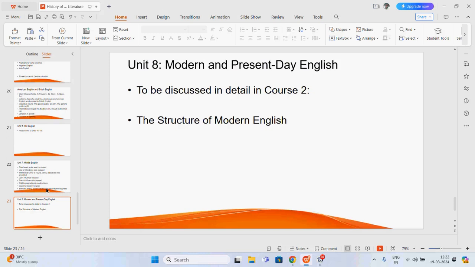Now let us go back and see what we have to discuss about Modern English. You have a unit devoted to the modern and present day English, English as is spoken today. What are its characteristics? What are the important aspects and features of Modern English? I'm not discussing this now because when I take up course 2, the structure of Modern English, we will be discussing it in much more detail than what is given in Unit 8. So whatever discussion we have on the structure of Modern English will give you every information that you need about Unit 8.